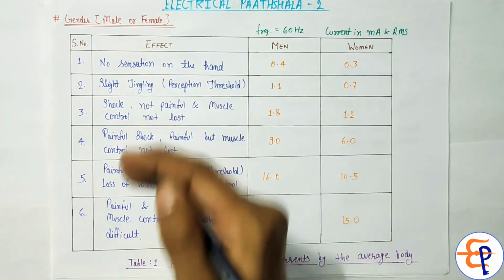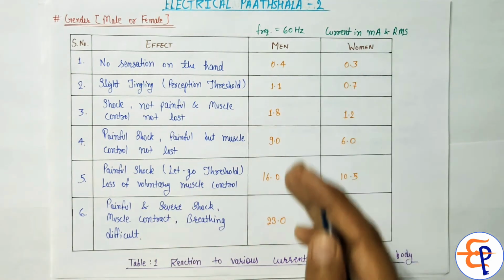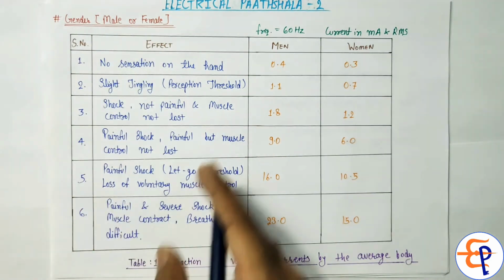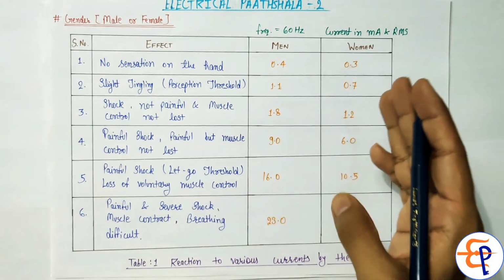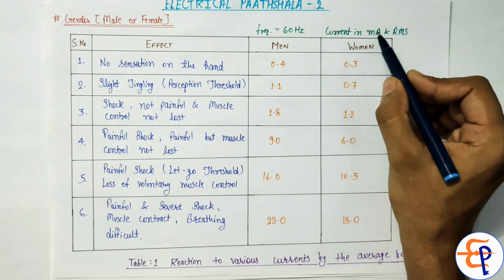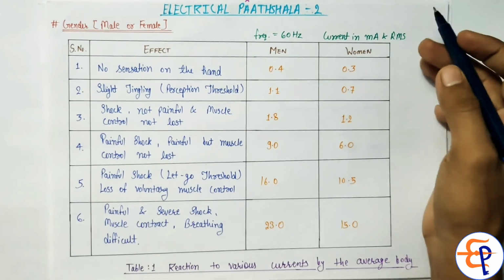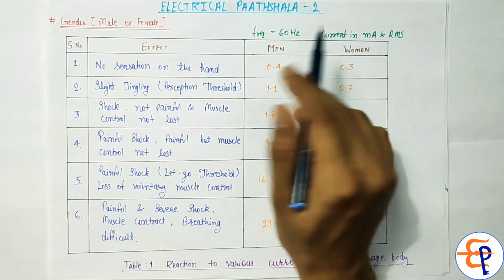Now guys, in this table there are some effects and some current levels at which these effects occur in a male's or a female's body, and all these currents are AC current and the values are in milliampere, and the RMS values are taken. Also the frequency of the AC current is 60 hertz here.